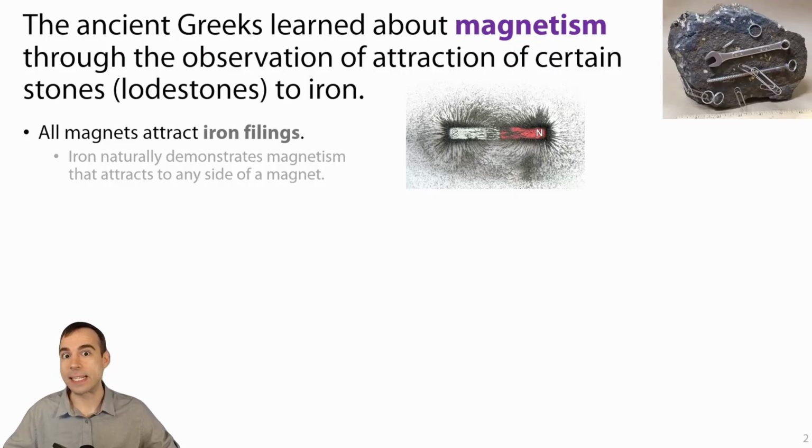Magnetism has been studied since the ancient Greeks, who first noted that certain stones in the ground called lodestones would cause iron objects to be attracted toward them. For this reason, we often use iron filings to study how these objects will behave when they're around a magnet. This is because iron is essentially attracted to any type of magnet.